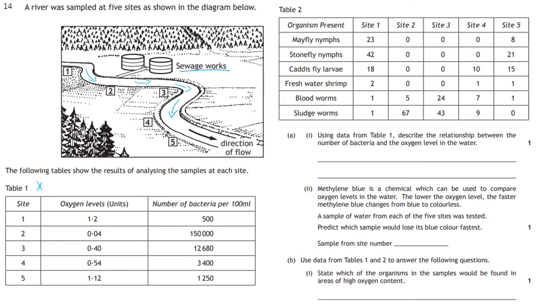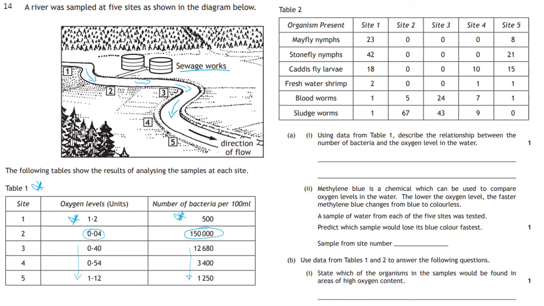Let's look at the tables. The following tables shows the results of analysing the samples at each site. So site 1, look at this. That's pre the sewage. I've got lots of oxygen, less bacteria. But then see at site 2, look at this. That's when the sewage has gone in. I've got the least oxygen and look, the most bacteria. As I'm getting further away from the sewage, the oxygen's increasing. So look, as I'm getting further away from the sewage, the bacteria is decreasing.